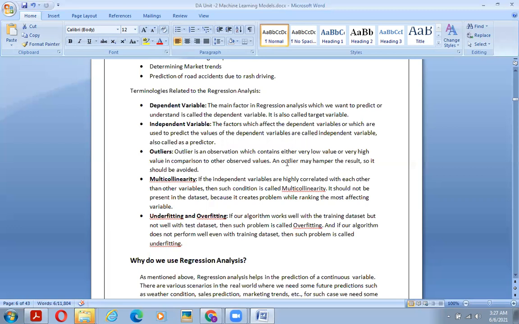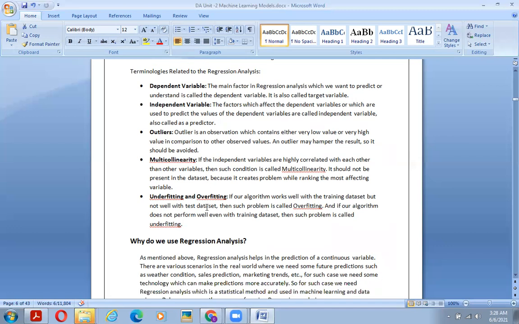Next is the independent variable. The factors which affect the dependent variable, or which are used to predict the values of the dependent variable, are called independent variables. They are also called predictors. What are outliers? An outlier is an observation which contains either a very low value or a very high value in comparison to other observed values. Outliers may hamper the results, so they should be avoided.